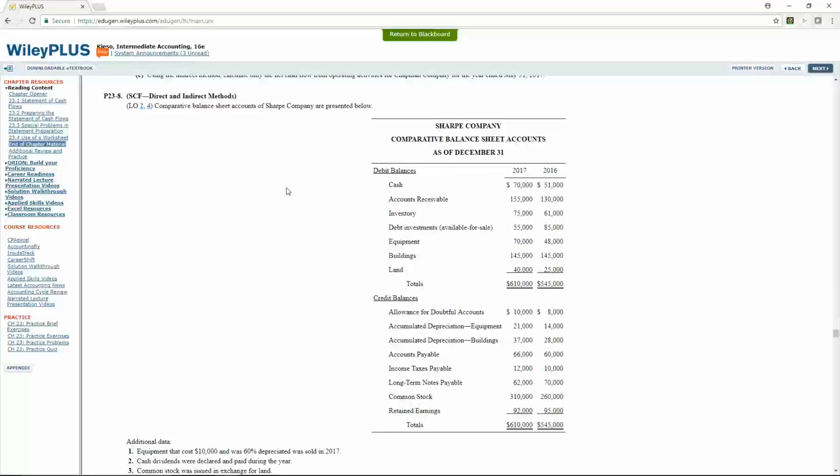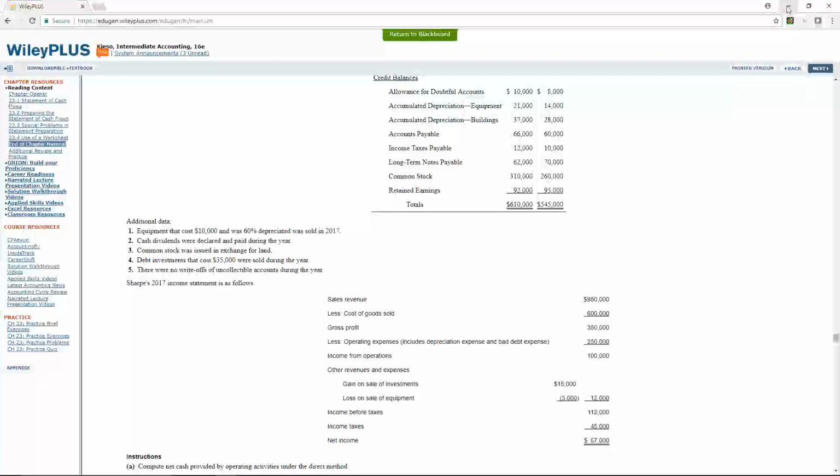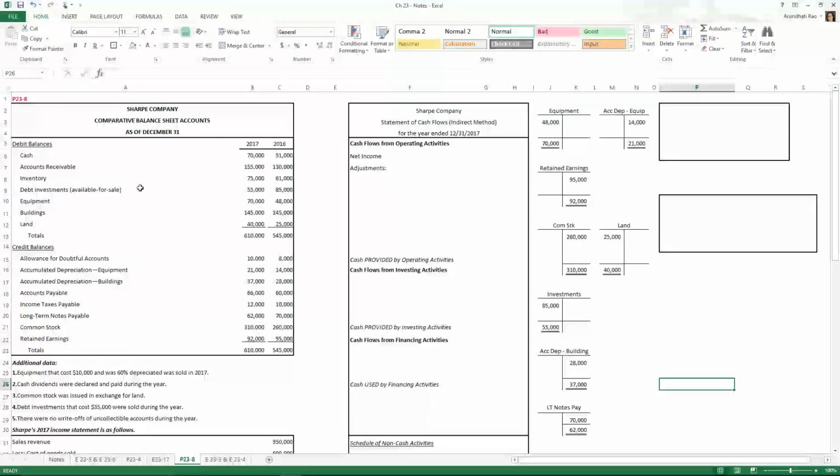Let's review problem 23-8. This is a problem we had worked on in class. We had done the indirect method, and I'd like to go over this once again so that you have this for your reference before the exam. Just to make it easy, I have copied the entire problem onto my Excel file. So let's look at what we have over here.